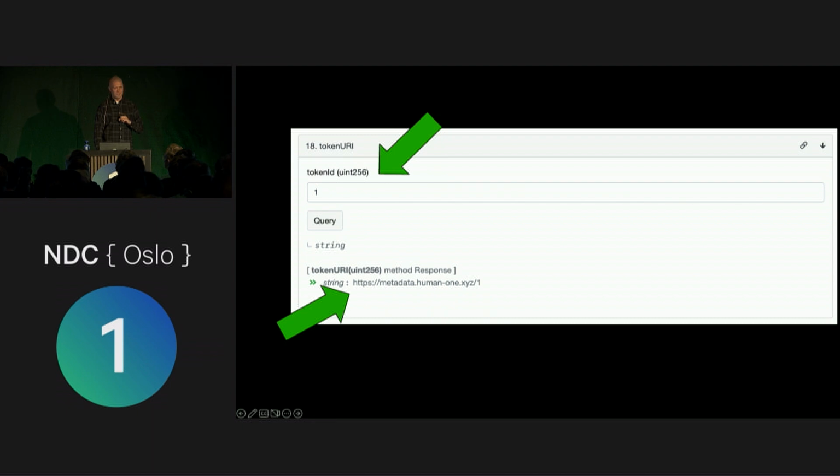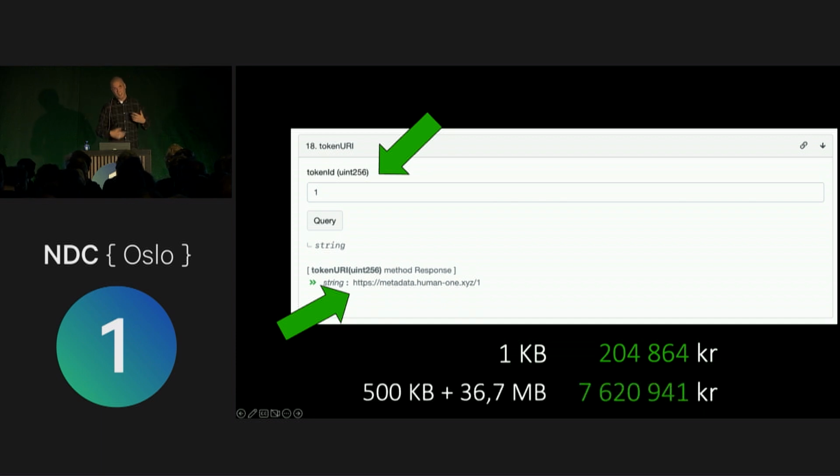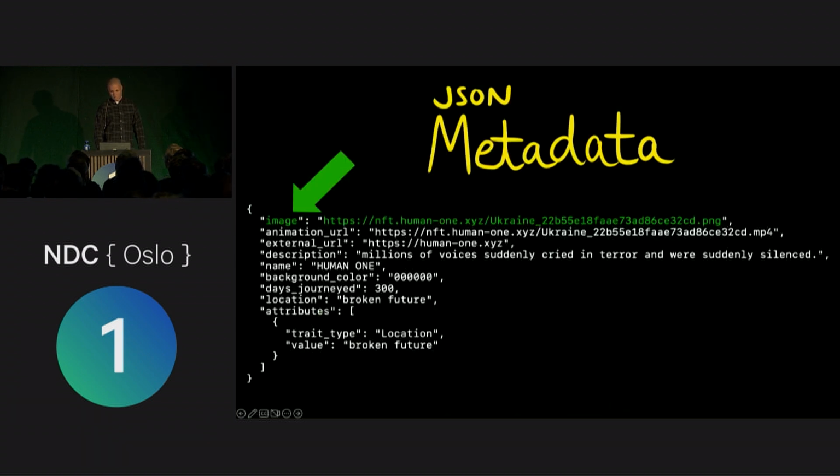Well, it turns out that with today's prices, to store 1 kilobyte of data costs about 200,000 kroner. To store the image and the movie would cost you 7.5 million. And that's shy of $1 million. So that's insane. Nobody does that. So yeah, let's just point to a web server instead. Let's have a look at that URL.